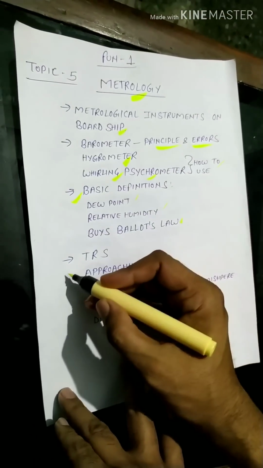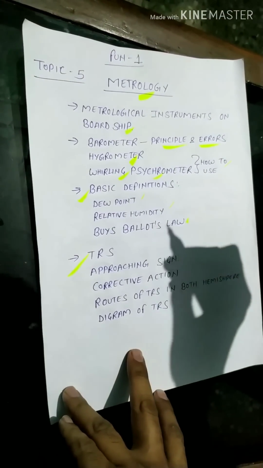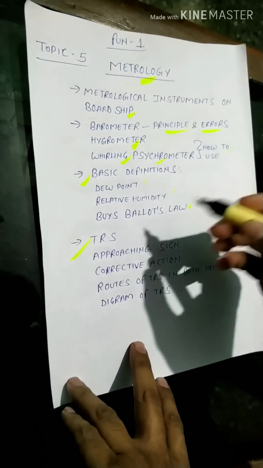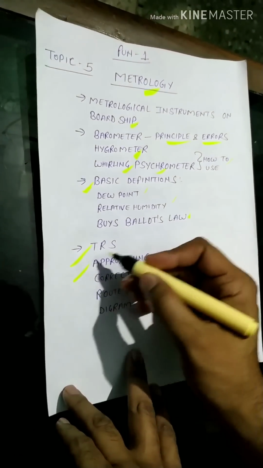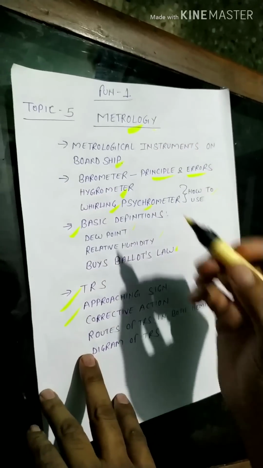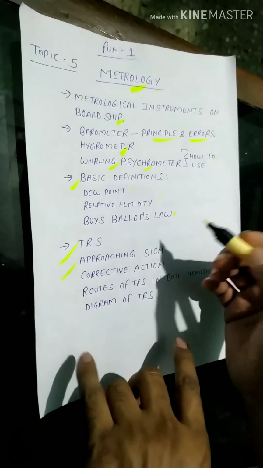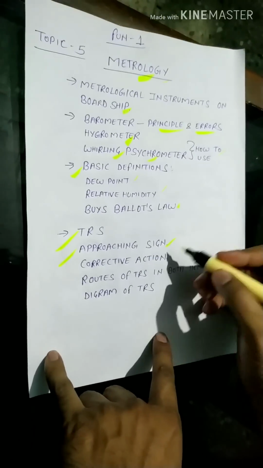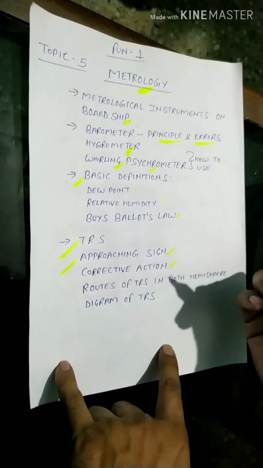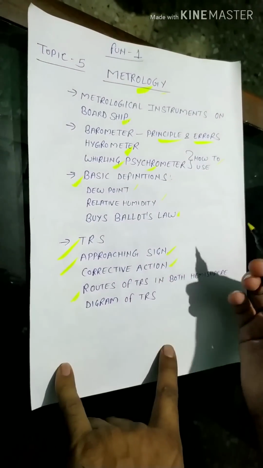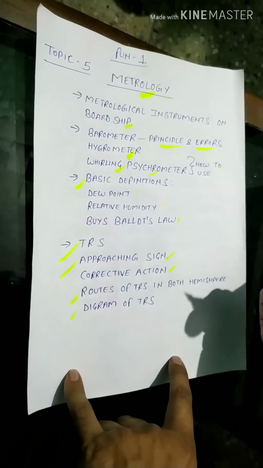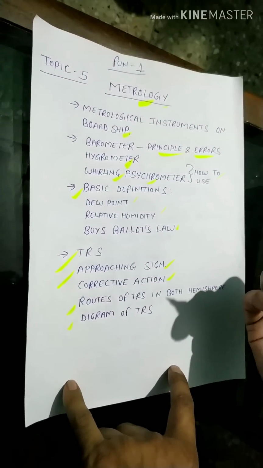The next most important topic in meteorology is the tropical revolving storm. Most of the surveyors ask in meteorology about the TRS, the approaching signs of the TRS, and the corrective action we will take in case of TRS, and the diagram. You should know how to draw the diagram in both hemispheres, north and south hemisphere.